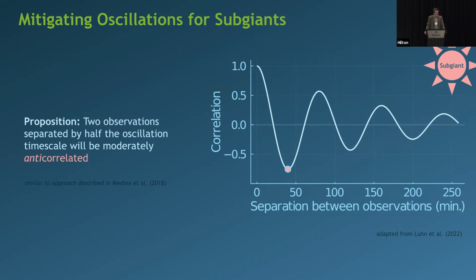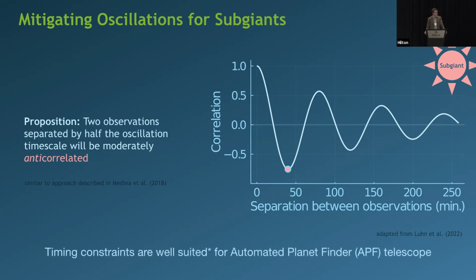Now, these timing constraints are pretty tight. So this is on the order of a few minutes that you need to observe your star after you observed it initially in the night. And that's difficult for a lot of telescopes, but these constraints are actually fairly well suited to the specifications of the Automated Planet Finder telescope, a robotic telescope dedicated to RV observations.